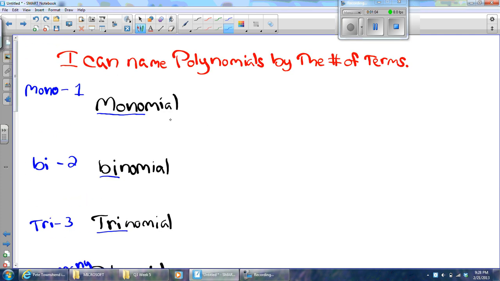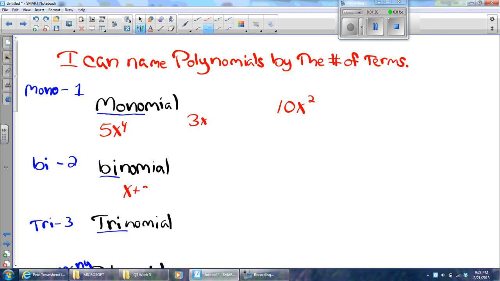So a monomial might look like this. You might have 5x to the 4th power. That is a monomial. 3x is a monomial. 10x squared is a monomial. It's one term. Now a binomial would look like this.